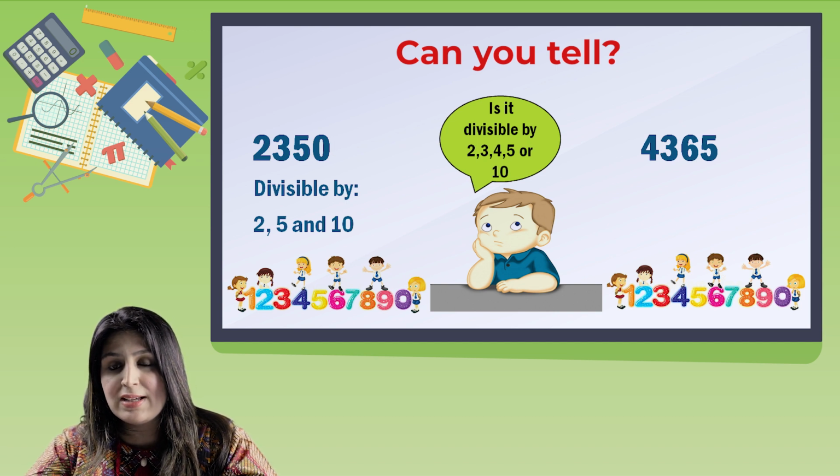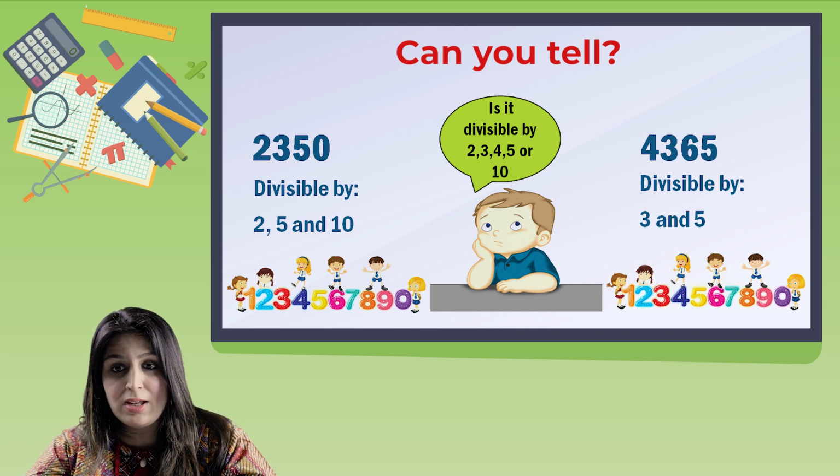When I move on to the next number, I have 4365 and it is divisible by 3 and 5. Because the sum of all digits in this number is divisible by 3 and the last digit is 5. So as per the rule of number 5, the last digit has to be 0 or 5.